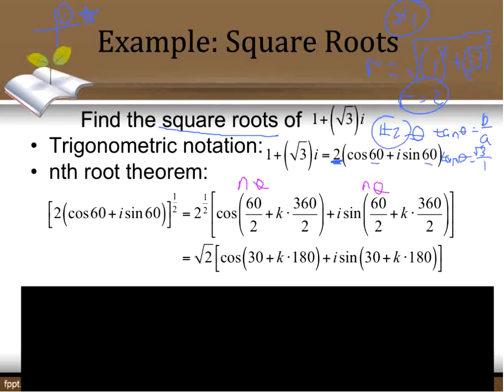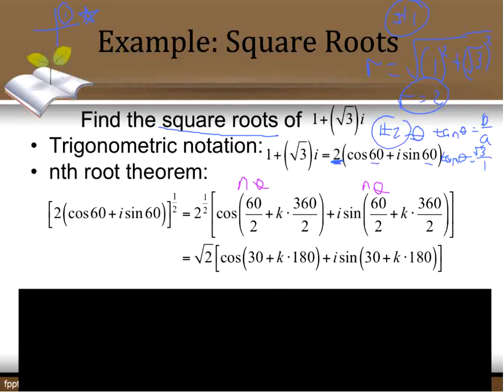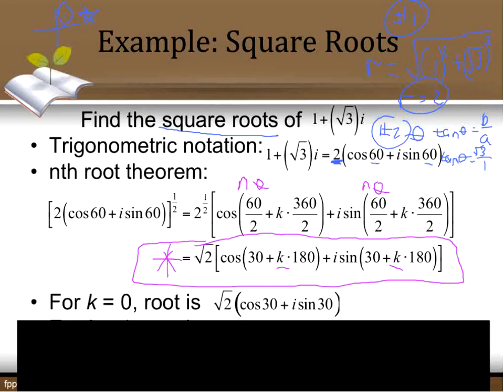So how are you going to find k? This is my generic standard form where I have a variable, I have a k. So now is where I have to plug in what my k is going to equal. So if k is 0, if I take a 0 and I plug it in for k, 0 times 180 would go away. So I would get root 2 times cosine 30 plus i sine 30.